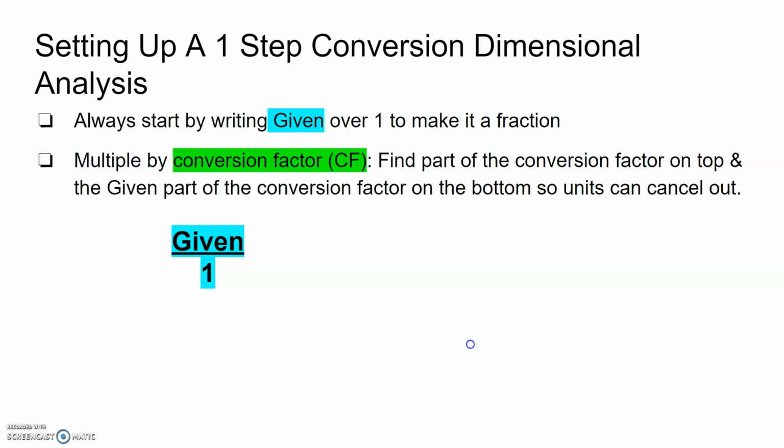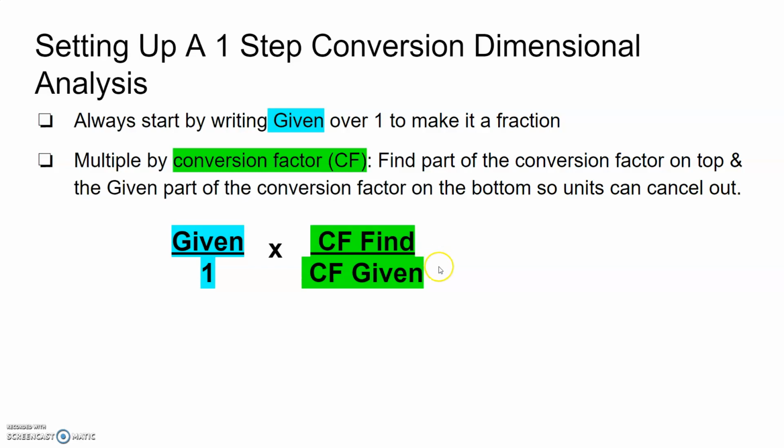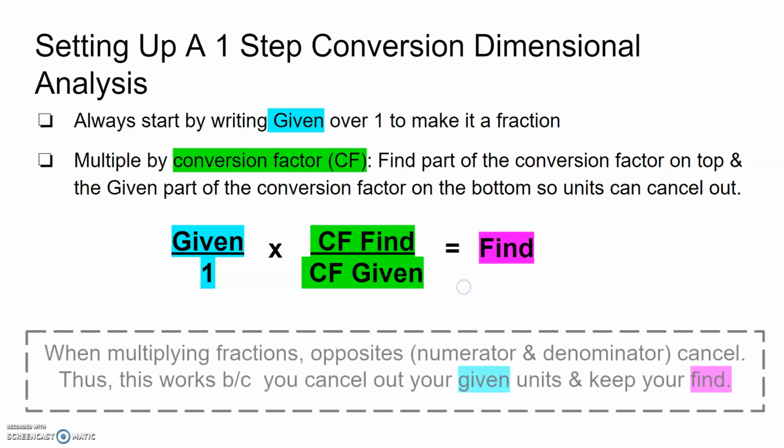Now in setting this up, it's important that in your conversion factor, the units that you want to find must be on the top, in the numerator, and the units that you're given must be in the denominator. And this is so that they'll cancel out, and we'll see that in a moment. Now, when you multiply your given and your conversion factor, this will give you your find. So that simple multiplication will give you your find.